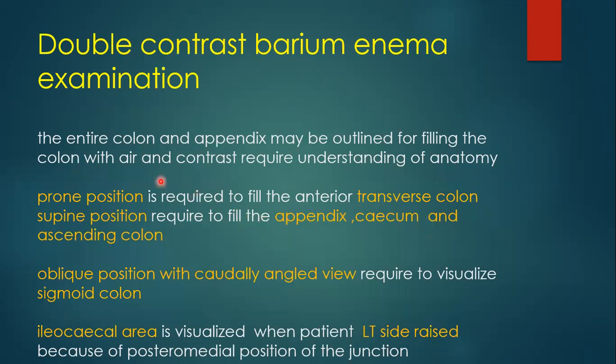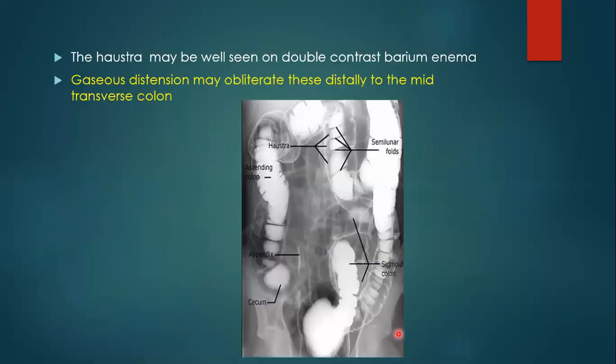Double barium enema examination: the entire colon and appendix, cecum and ascending colon. An oblique position with a caudally angled view is required to visualize the sigmoid colon. The ileocecal area is visualized when the patient's left side is raised because of the posteromedial position of the junction. The haustra may be well seen on double contrast barium enema like here. Gaseous distension may obliterate these distally to the mid-transverse colon.